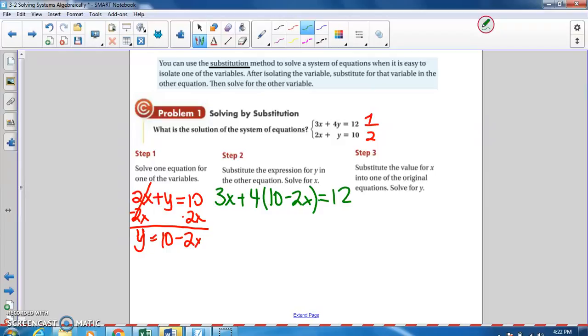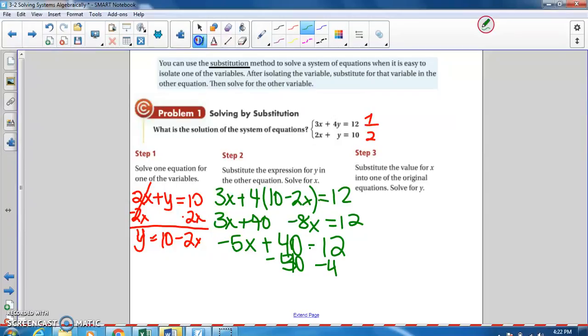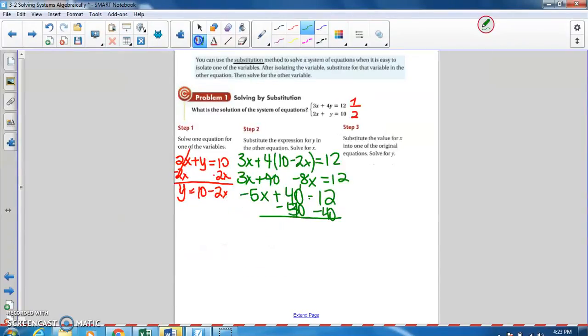I'm going to distribute that 4. I get 3x plus 40 minus 8x is equal to 12. Combine like terms to get negative 5x plus 40. This is not 40x, it's just 40. Is equal to 12. I'm going to subtract 40. And I get negative 5x is equal to negative 28. I'm going to divide by a negative 5. And x is equal to positive 5.6, because a negative divided by a negative is a positive.